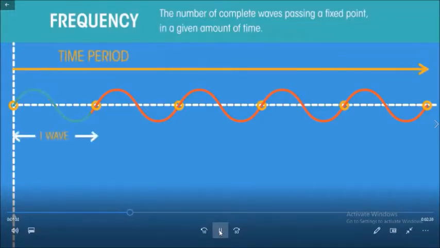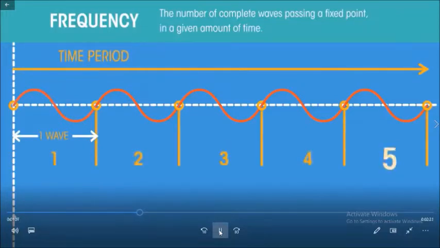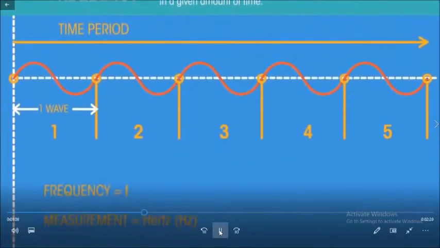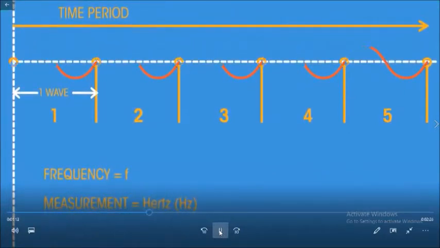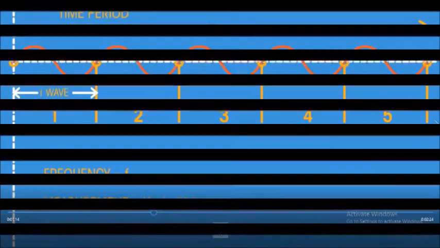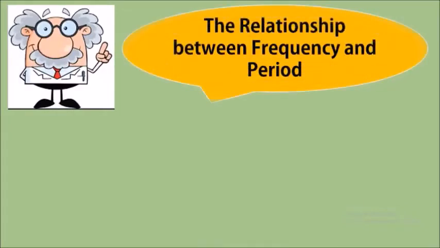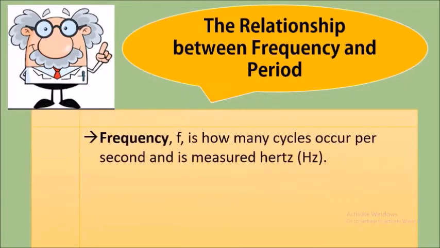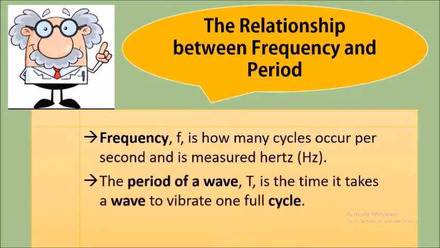Here we have one wave. In this example, we have 5 waves that have passed, so the frequency is 5. Frequency is given the symbol f and measured in Hertz. There is a very important relationship between the frequency and the period. Let's repeat. The frequency is how many cycles occur per second, while the period is the time it takes a wave to vibrate in one cycle.